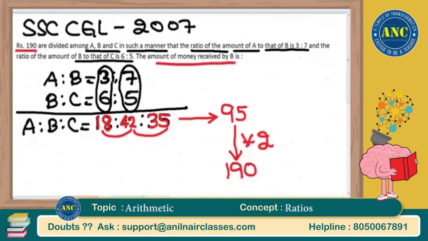The money received by B, they are asking. According to ratio, it is 42. According to question, it is 42 into 2 is 84.